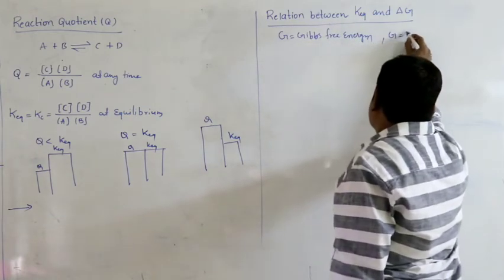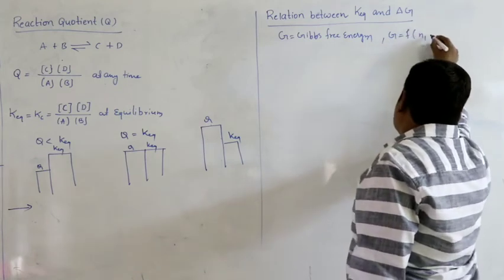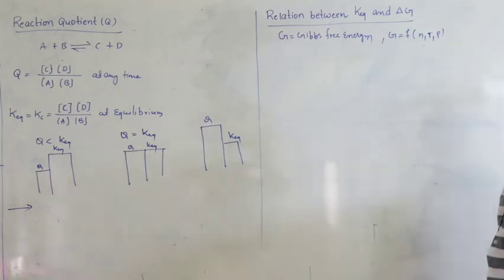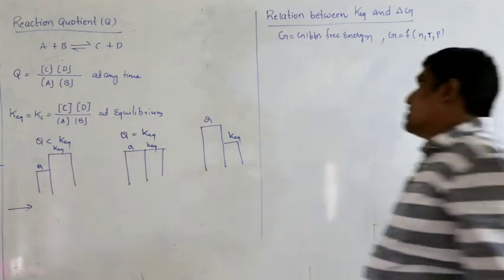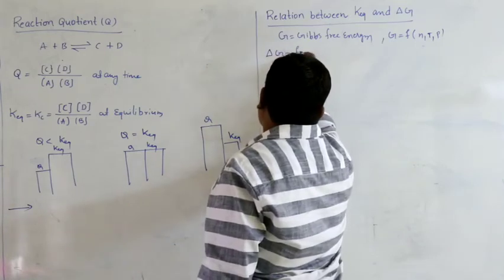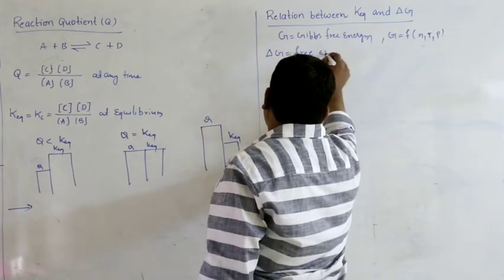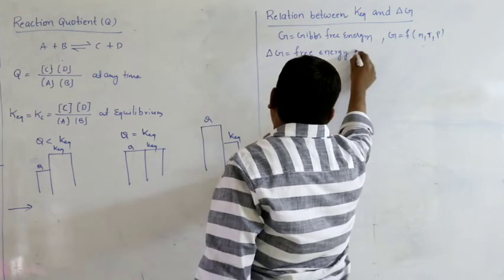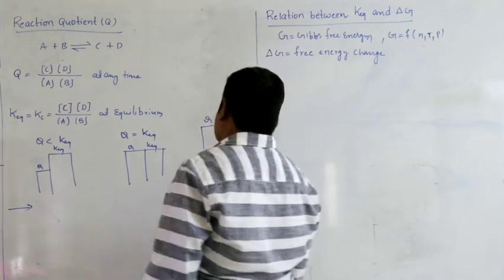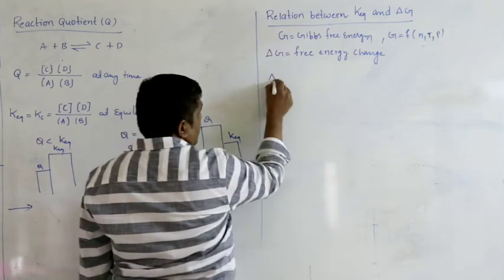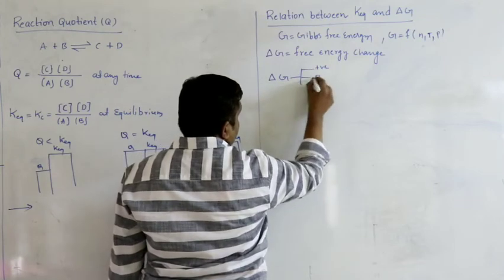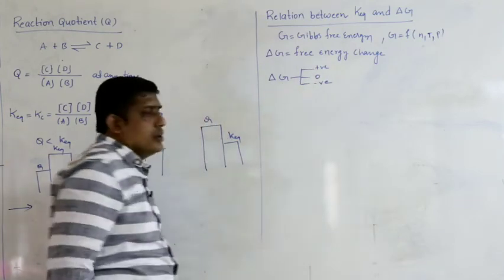Gibbs free energy is a function of amount, temperature and pressure. It depends upon certain quantities: amount, temperature and pressure. Delta G is called as free energy change, or change in free energy. Delta G can be positive, can be 0, can be negative.